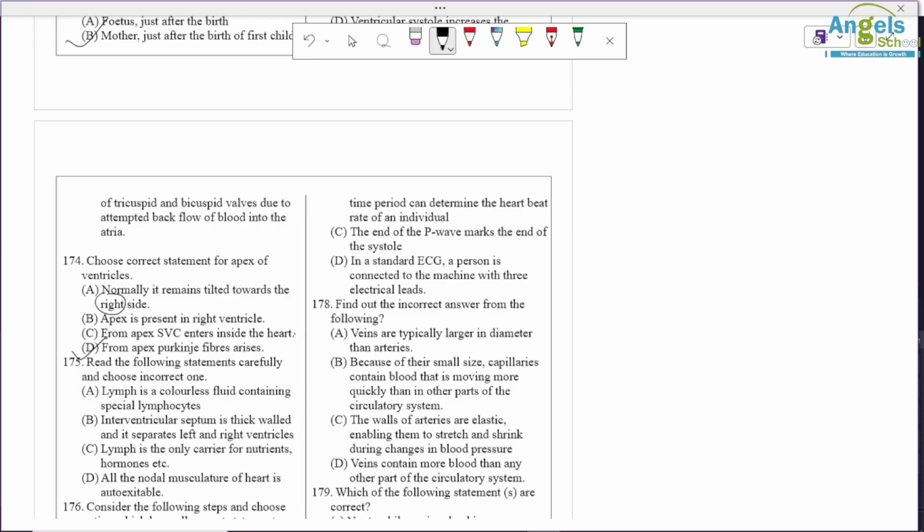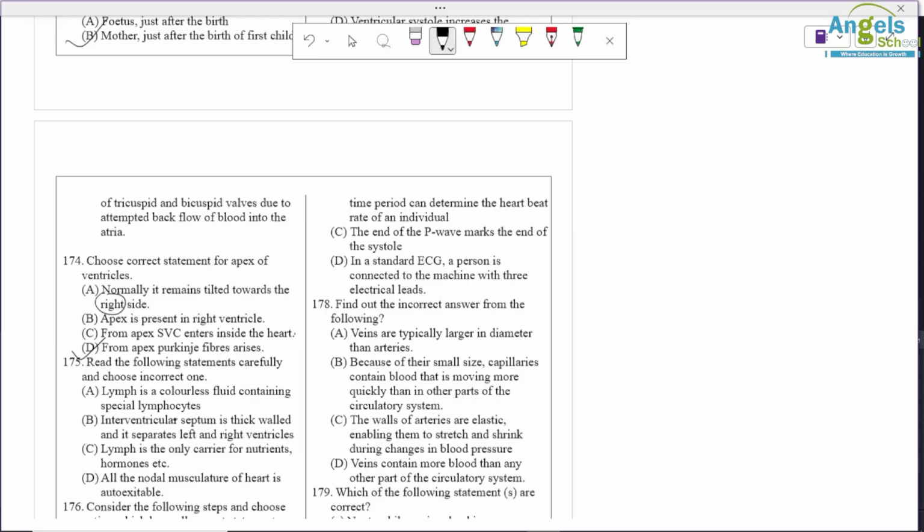Read the following statements carefully and choose the incorrect one. Lymph is a colorless fluid containing specialized lymphocytes. So in lymph, WBC is present.